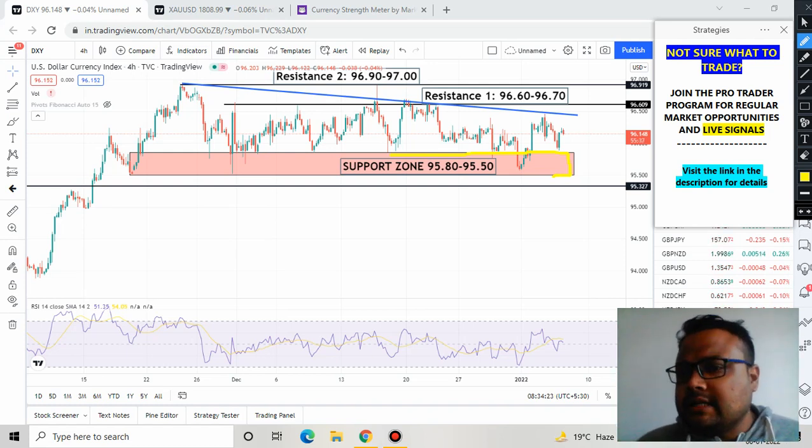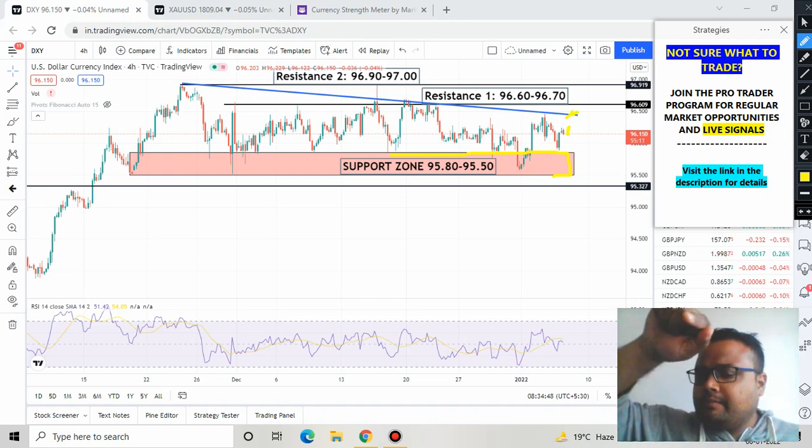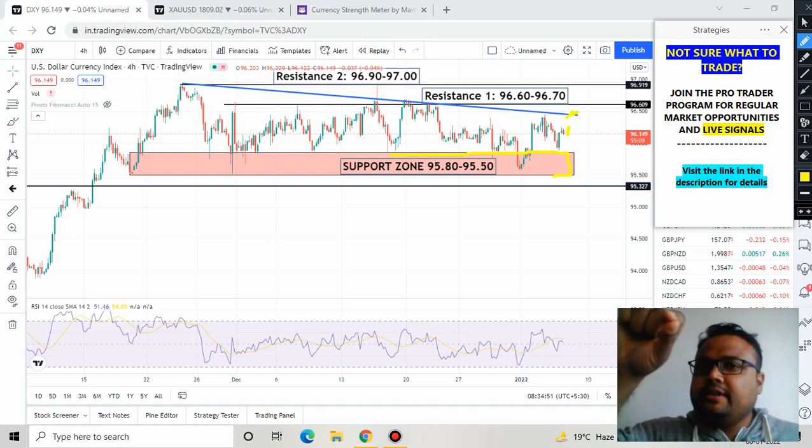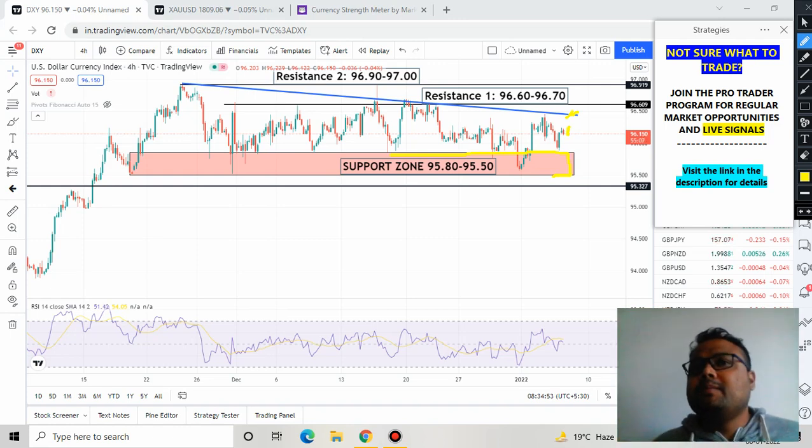On the other hand, if DXY goes up, then the trend line at the top, this blue line, will be acting as the first resistance. Previously this line was not there, but yesterday I saw that apart from these two levels at the top, we also have this trend line acting as resistance. So in case DXY starts going up from here, this will be the first resistance, and from there is a possibility of reversal. If DXY reverses from the resistance, it means that gold will be going up.